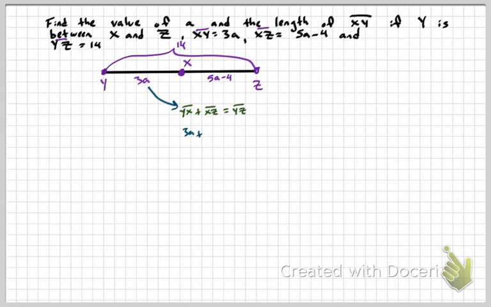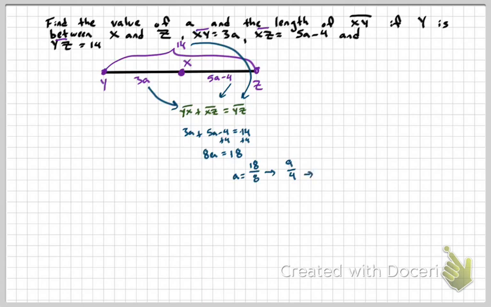3A plus 5A minus 4 equals 14. And then we just use algebra. 3A plus 5A is 8A. Add the 4 to both sides. That gets us 18. So that means A equals 18 divided by 8. If I was to reduce that, that would be 9 over 4.